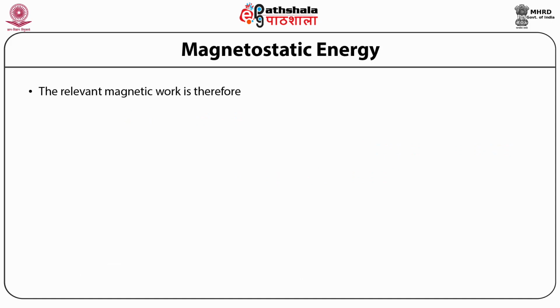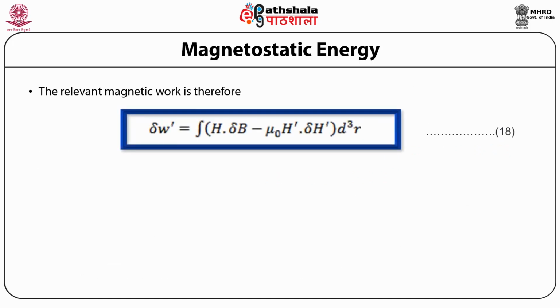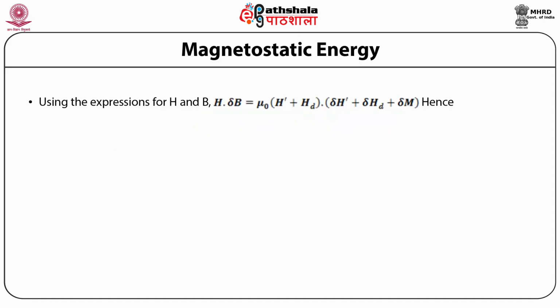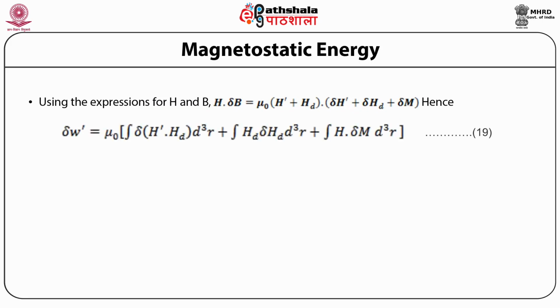The relevant magnetic work is therefore delta W prime equal to the integration over H dot delta B minus mu 0 H prime dot delta H prime, into d cube r. Using the expressions for H and B, H dot delta B is equal to mu 0 into H prime plus Hd, into delta H prime plus delta Hd plus delta M. Hence, delta W prime is equal to mu 0 into the integration over delta H prime dot Hd d cube r, plus the integration over Hd dot delta Hd d cube r, plus the integration over H dot delta M d cube r.